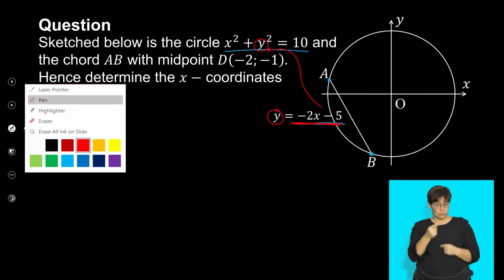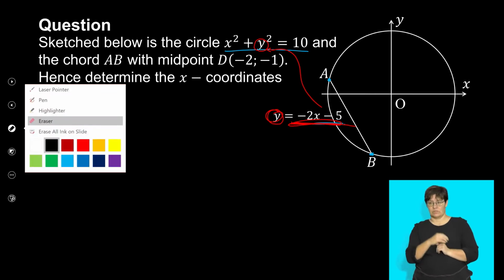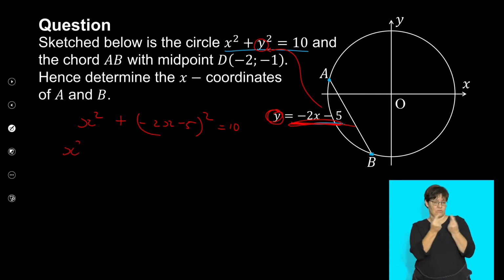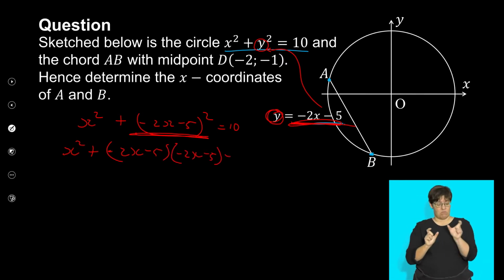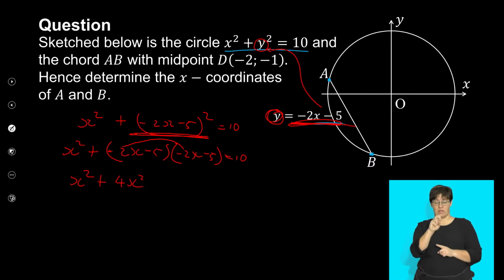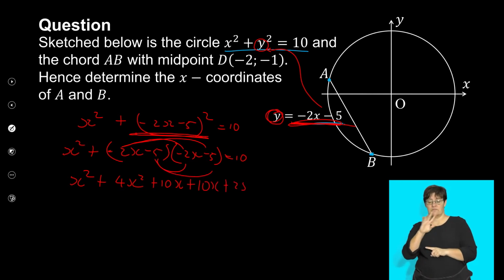If I do that, I'm going to get x squared plus y squared, but now y is equal to minus 2x minus 5, and so instead of going y squared, I'm going to go minus 2x minus 5 squared. This is equal to 10, and this gives me an equation where I can solve for x. Again, what's crucial is when we do something like this, I write this out twice. So this is not 4x squared plus 25. I'm going to write this out twice, and then I'm going to do the distribution of multiplication, which we've called FOIL in the past. I'm going to get x squared plus 4x squared plus 10x plus 10x plus 25 is equal to 10.